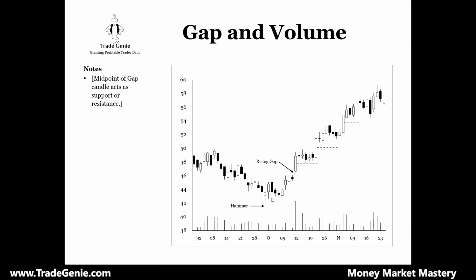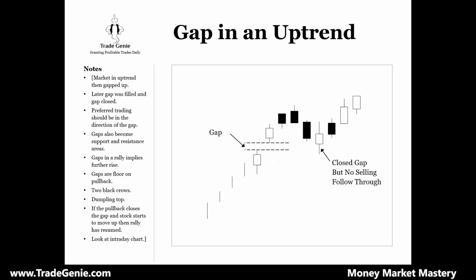So the midpoint of a gap acts as a support. So the point is the midpoint of the gap acts as the three supports. So I explain to you the three supports. The first support is this support, the low or the open of the gap. This is the first support, and this is a weak support. So if you're trying to enter in this zone, initiate a little bit, very little.